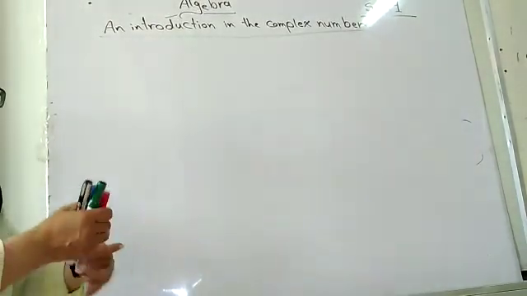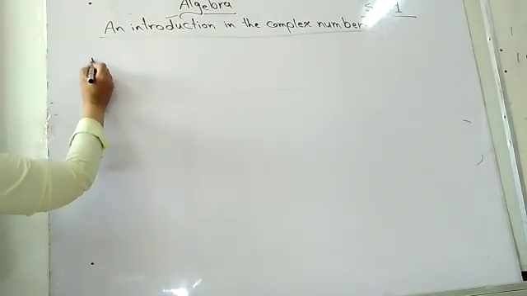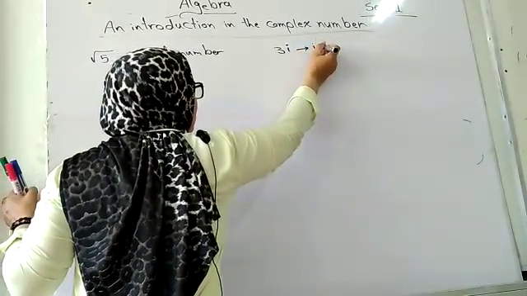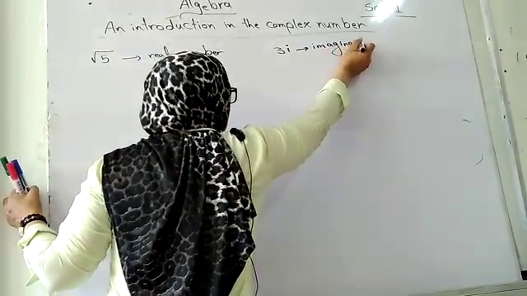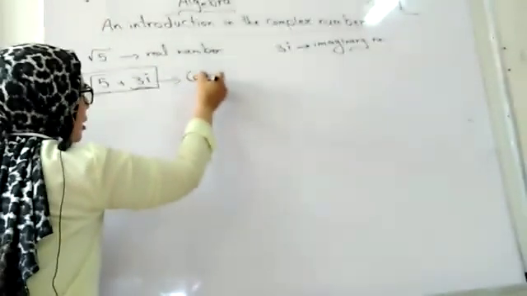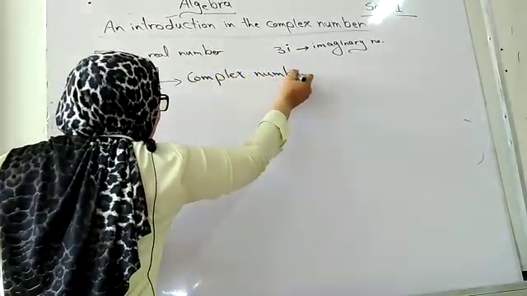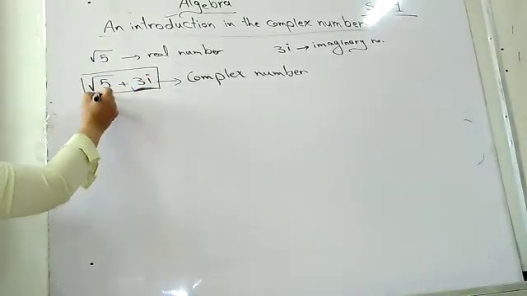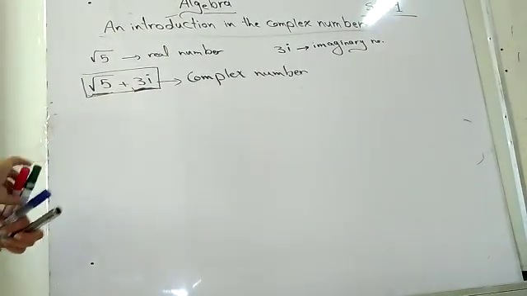Today we are going to explain the meaning of complex number. We know that root 5 is a real number, while 3i, for example, is an imaginary number. What about the number root 5 plus 3i? One part is a real number and another part is an imaginary number. So this number is a complex number, because it contains a real part and an imaginary part. So we call it a complex number. Okay. Equality of two complex numbers.